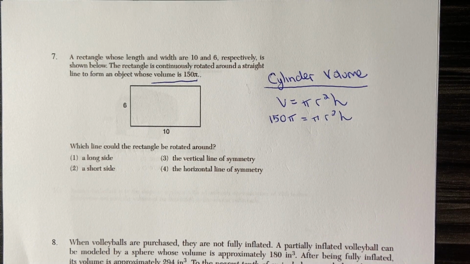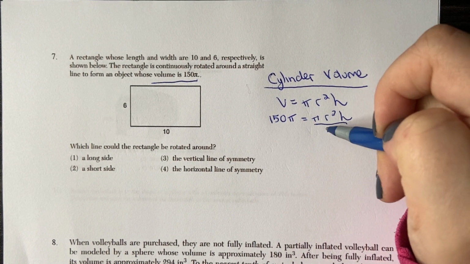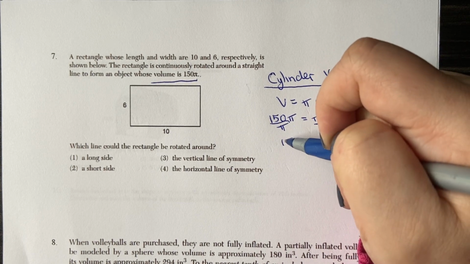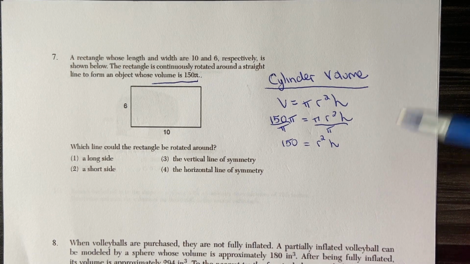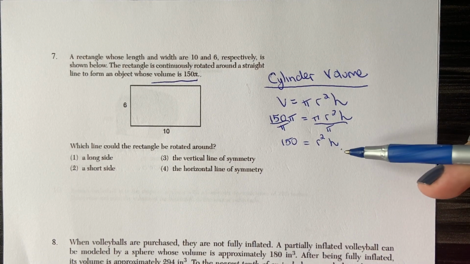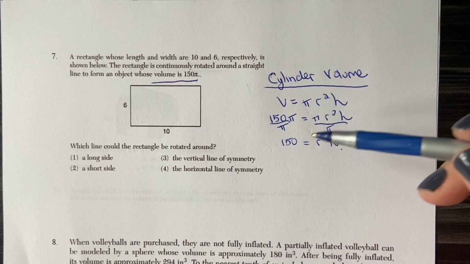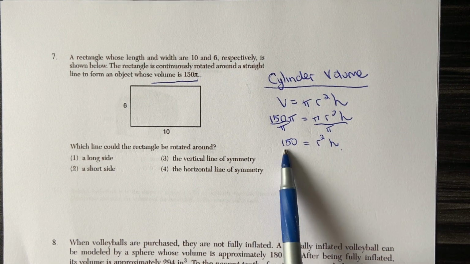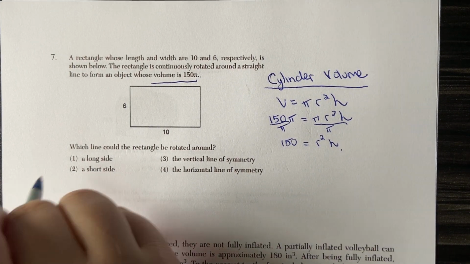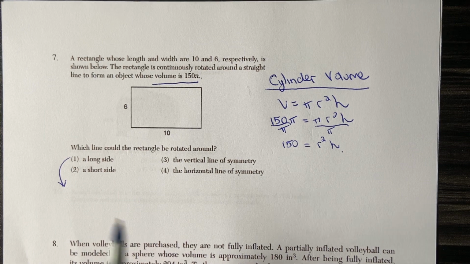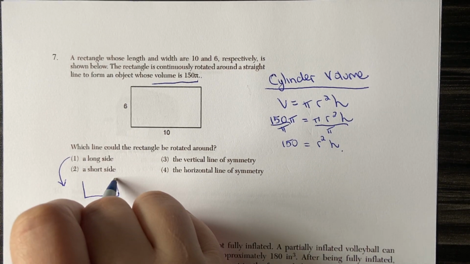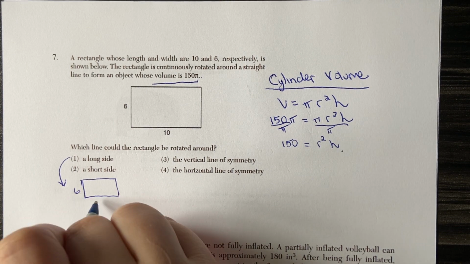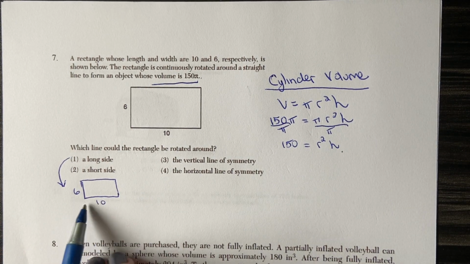So if I simplify what I can simplify, I can divide out pi on both sides. So I need the radius squared times the height to equal 150. In other words, I don't need to figure out the volume of every single one. I just need to focus on that property. So I'm going to start with number 1 first. Say I rotated this rectangle, and I'm going to actually draw it for you guys. Say I rotated this rectangle and spun it around the long side, 10.